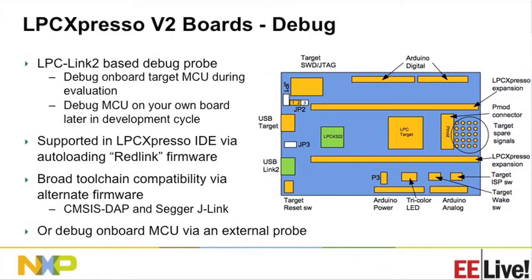There's a couple of jumpers up here. We just change the links on those jumpers and the probe will then debug our own board for us. And we'll show an example of how easy that is to do later on in the presentation.